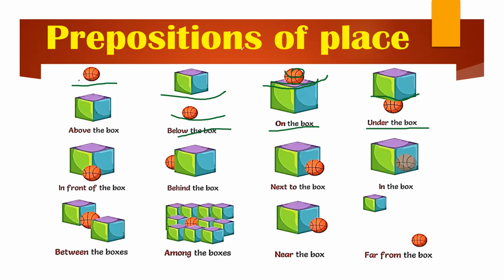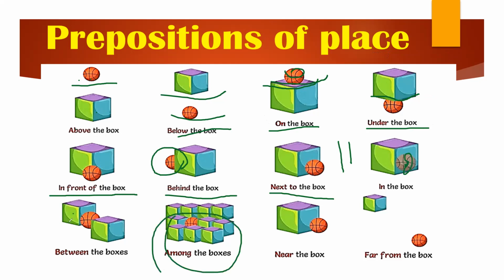All right, in front of the box, behind the box. Well, behind, especially when you can't see this thing. Next to is exactly these two things are next to one another, and we also have in the box, between two boxes, among the boxes. So what's the difference between among and between? The difference is that between, when we have only two things, I'm comparing the place of the ball compared to two things only. Among, when I have many.